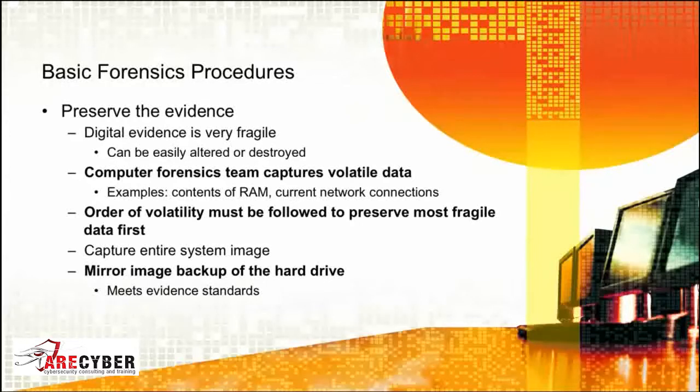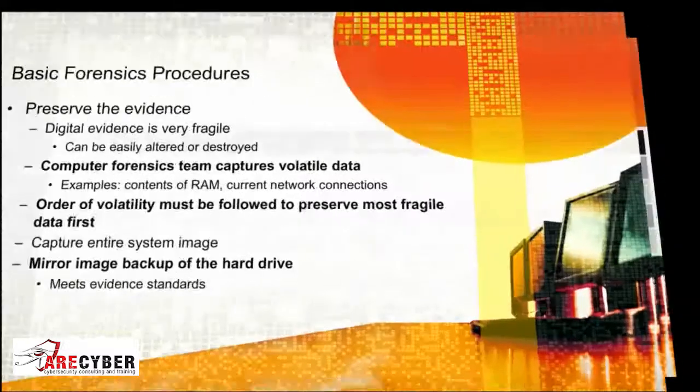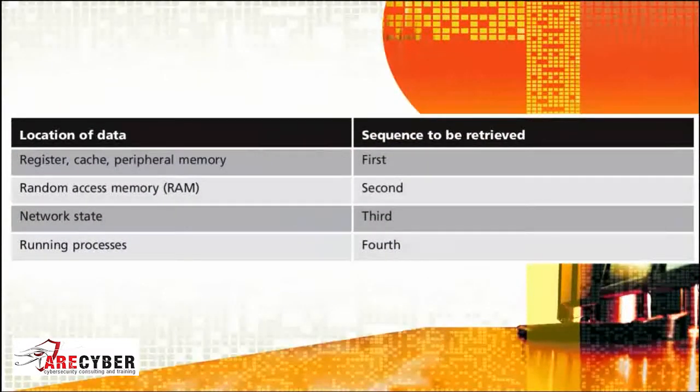Next, when preserving evidence, the computer forensic team captures all volatile data first, being sure to capture the most volatile to the least volatile. You'll want to make sure that there is a bit-for-bit copy or a mirror image backup of the hard drive. This meets all modern evidence standards. The order of volatility would be, for instance, the register, cache, or any peripheral memory first, then the RAM, and then any network state, and then, of course, the running processes. This is the proper sequence of collecting volatile data.